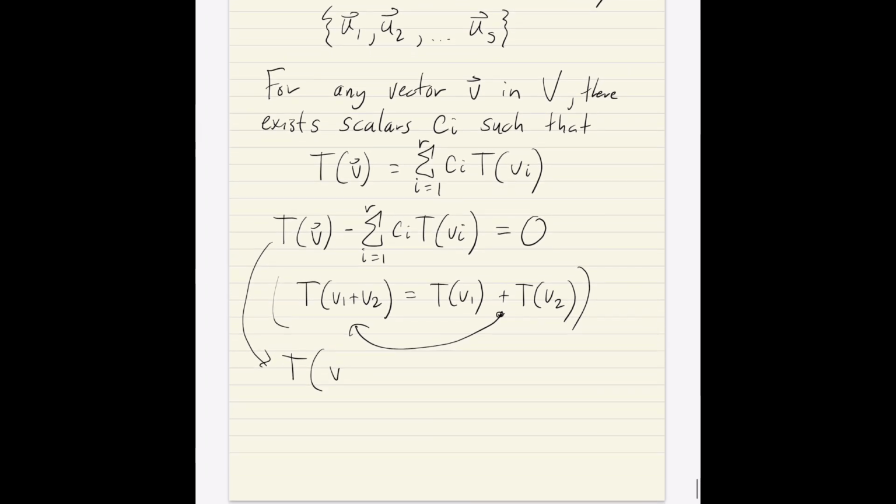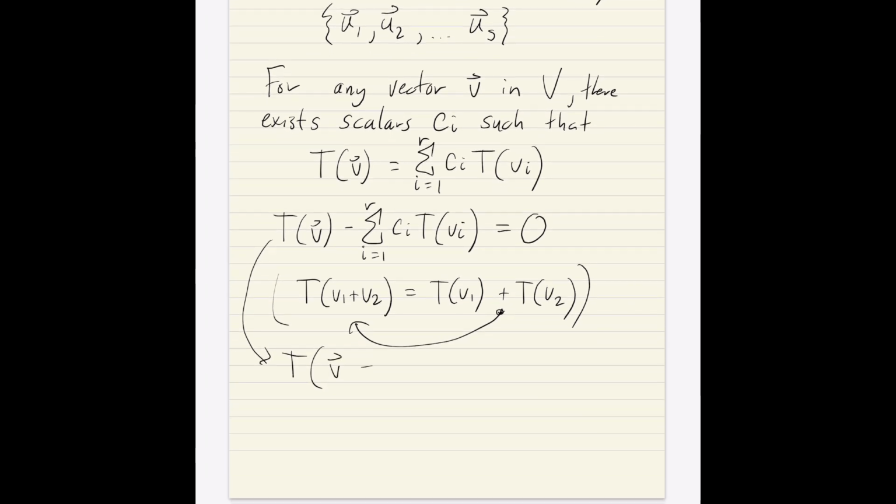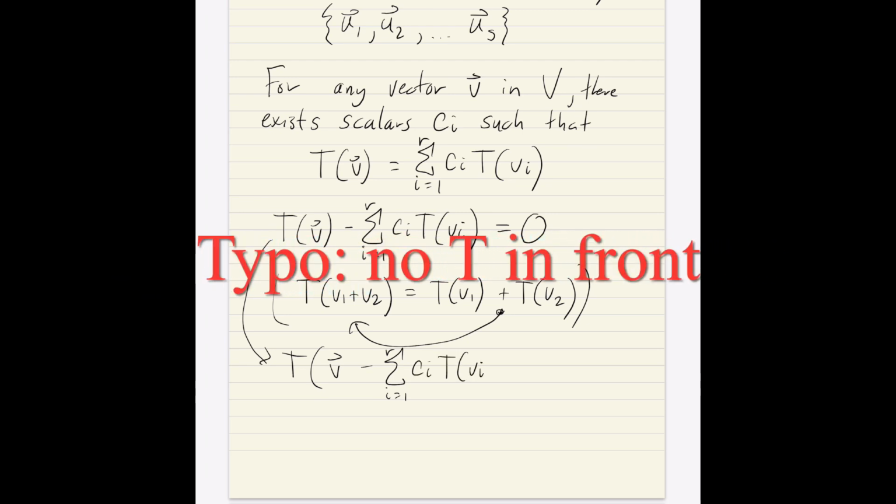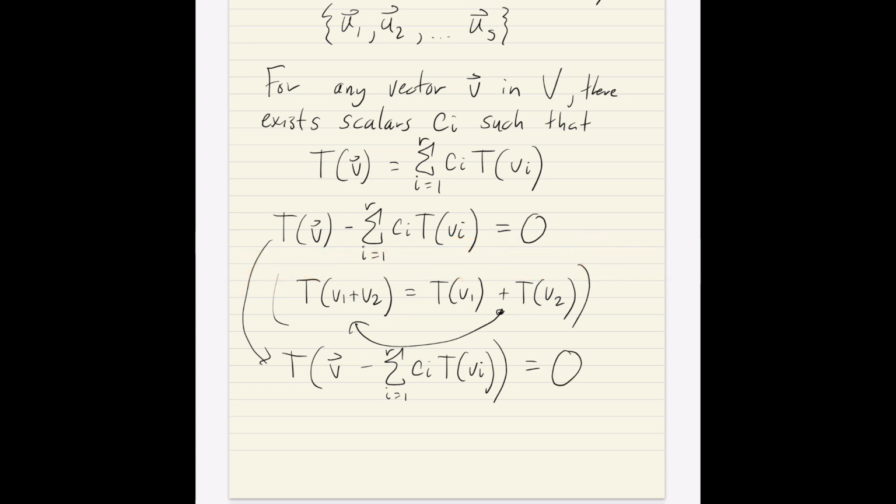T of v minus, right, plus a negative would be minus the sum from i equals 1 to R of Ci T of vi, and that is equal to 0. So that just follows from the previous step.